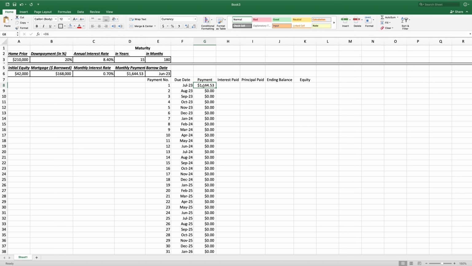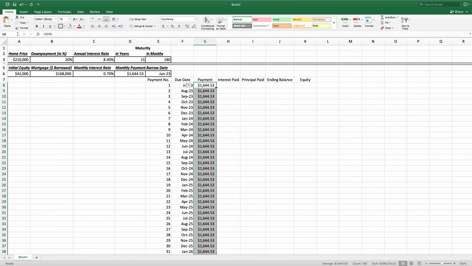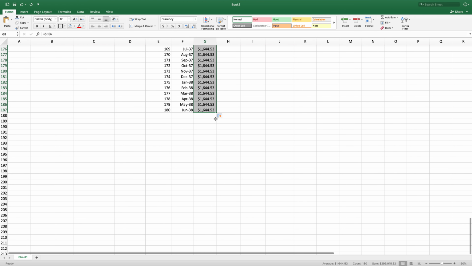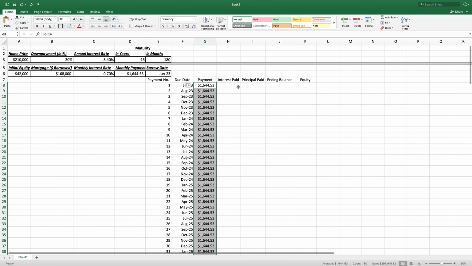In order to tell Excel not to do that, we'll put a dollar sign before the D and in between the D and the 6, right? And then we'll repeat it. Then we'll get the same payment each month, right? All 186 payments of $1,644.53.